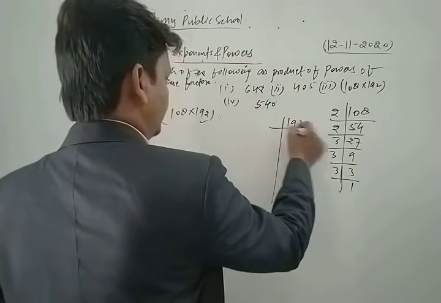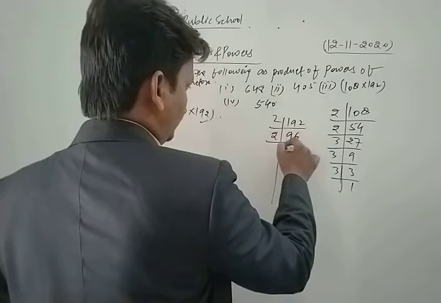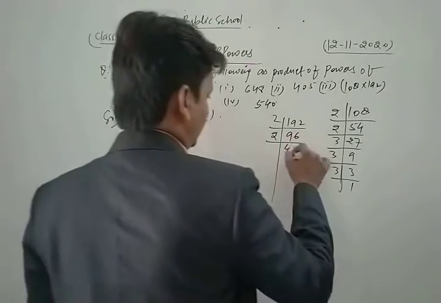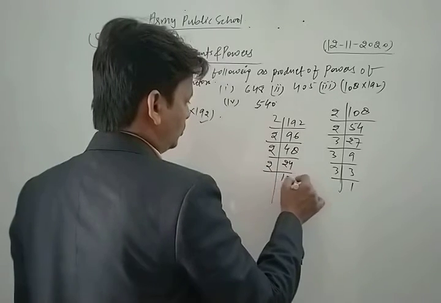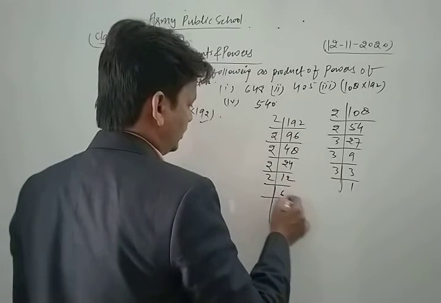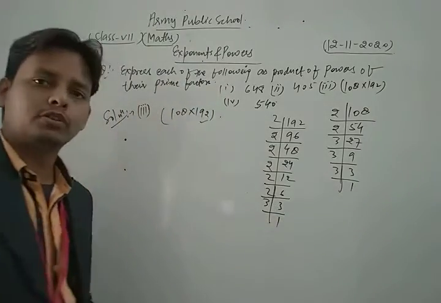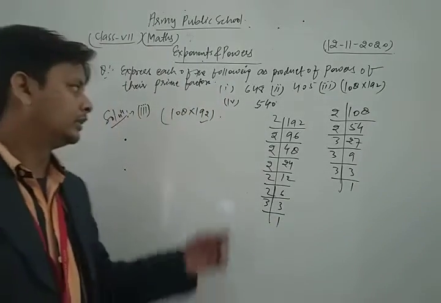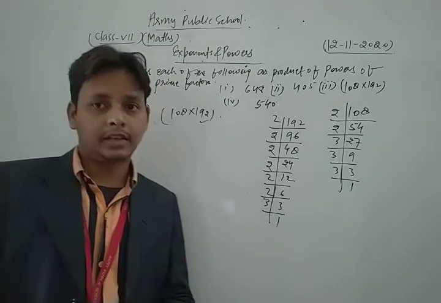192. Let's see. 2 9 is 18, 2 6 is 12, then 2 4 is 8, 2 8 is 16, then again by 2, 2 2 is 4, 2 4 is 8, then again by 2, 12, 2 6 is 12, then 2 3 is 6, then 3 1. Okay. So in this way, first of all, dear friends, we find the prime factorization of 108 and 192.